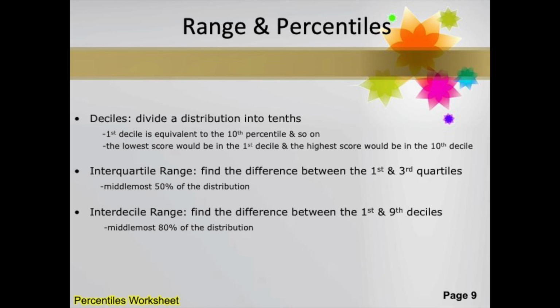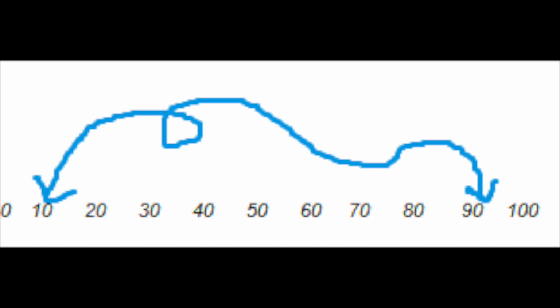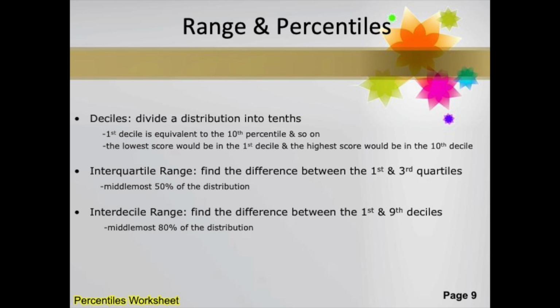So it's the middlemost 50% of the distribution, but you can find it by just blocking off the first and third quartiles, getting the score at the first quartile and the score at the third quartile, and subtracting those scores. That's going to be your interquartile range. And then the interdecile range is the middlemost 80% of the distribution, so you just need to find the difference between the score at the first decile and the score at the 9th decile, and that's going to constitute your interdecile range. So let's go ahead and take a look at the worksheet now.